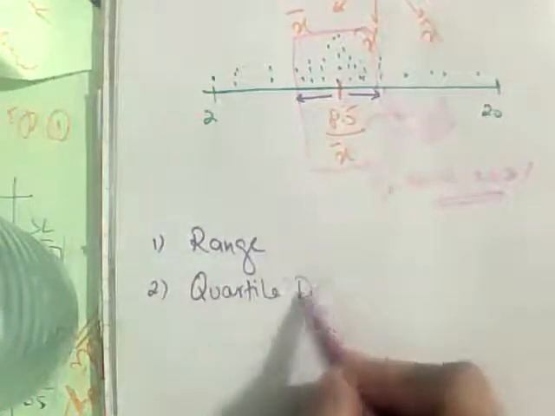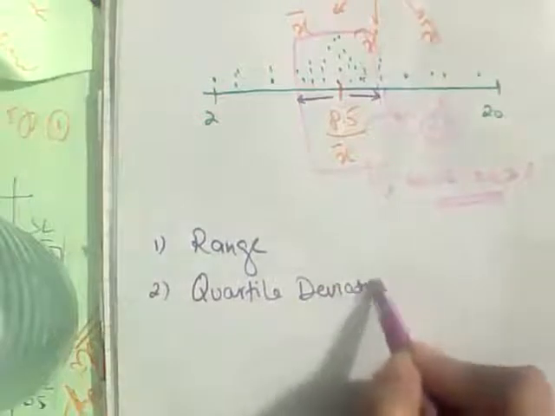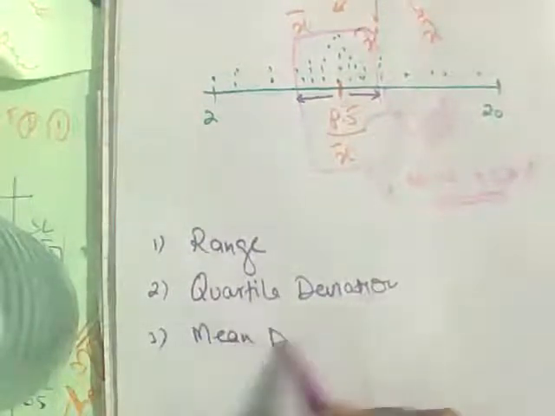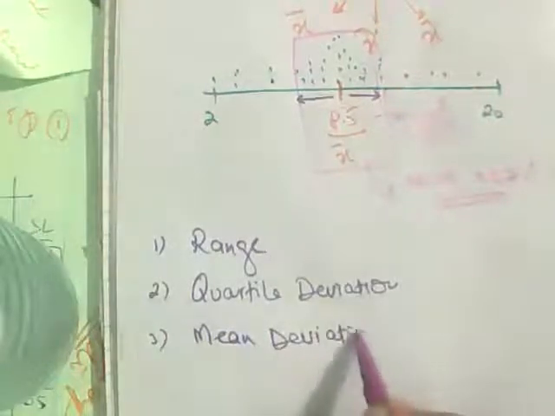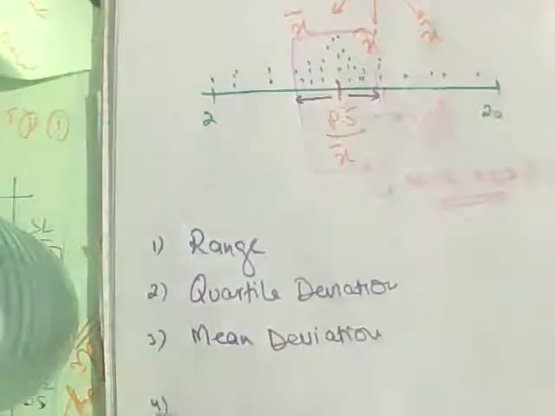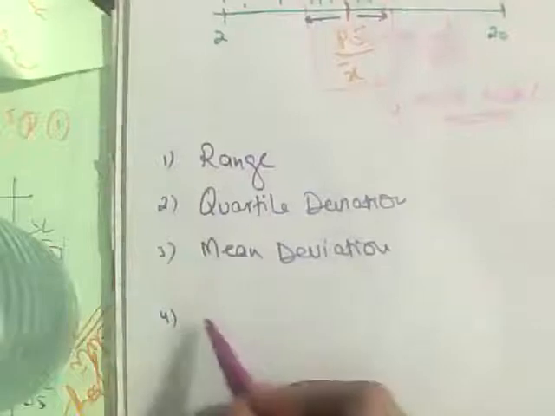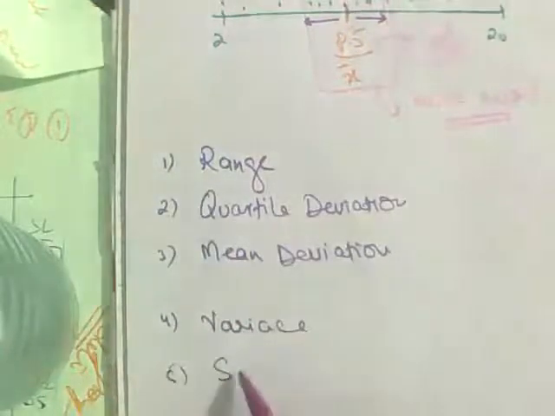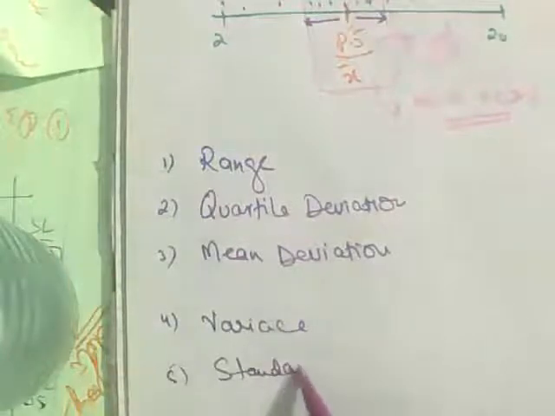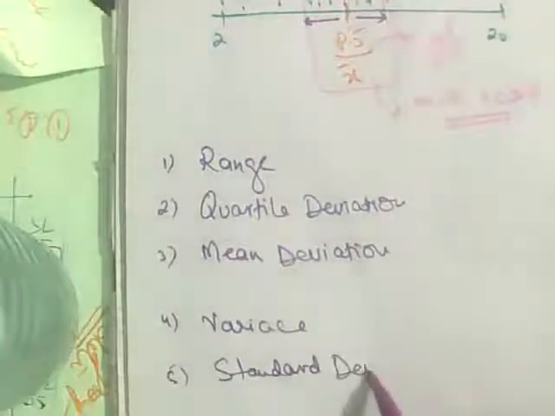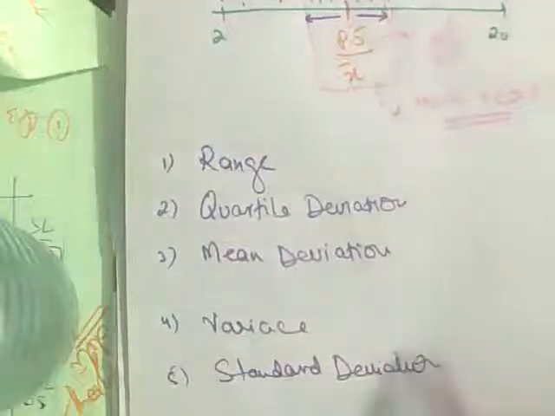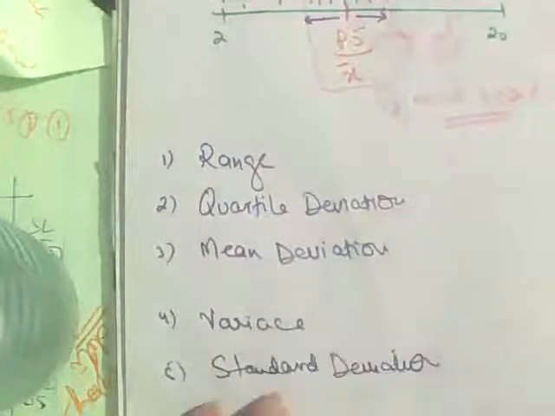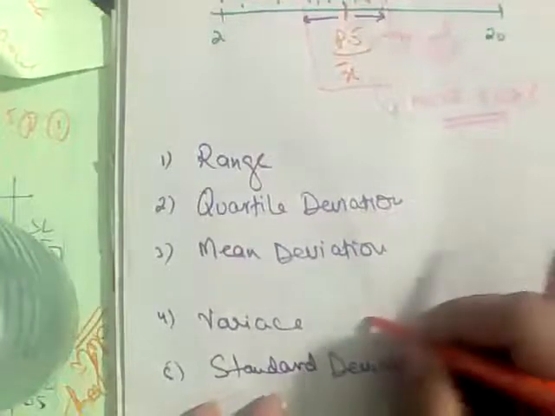quartile deviation, then we have mean deviation, then the method is variance, and the method is standard deviation. It looks like there are many methods, but when you learn variance, you are automatically learning standard deviation.